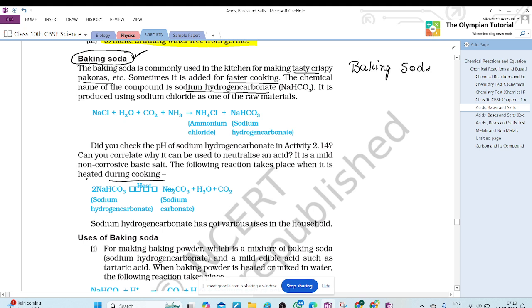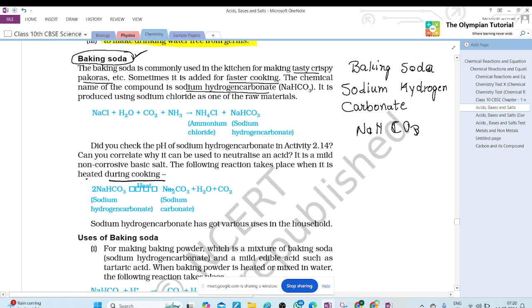It is used to make food fluffy and crispy, tasty, and its general name is sodium hydrogen carbonate. Can anyone tell me the formula of sodium hydrogen carbonate? NaHCO3.